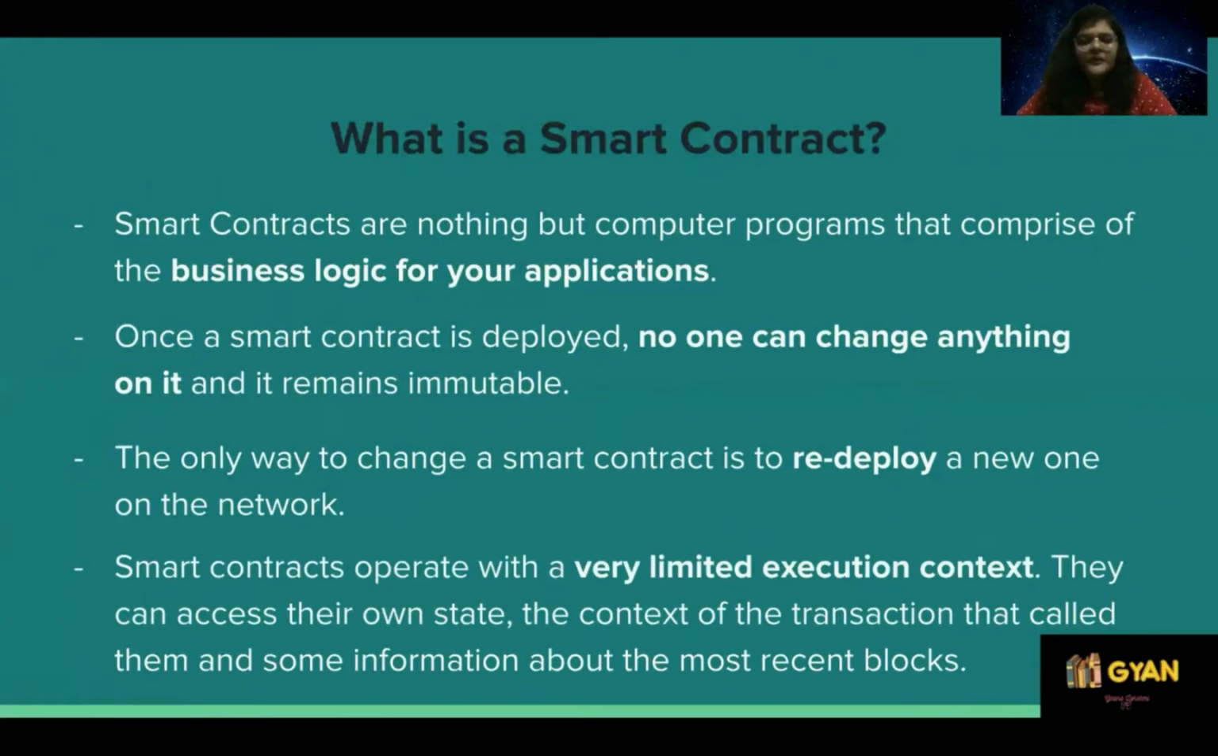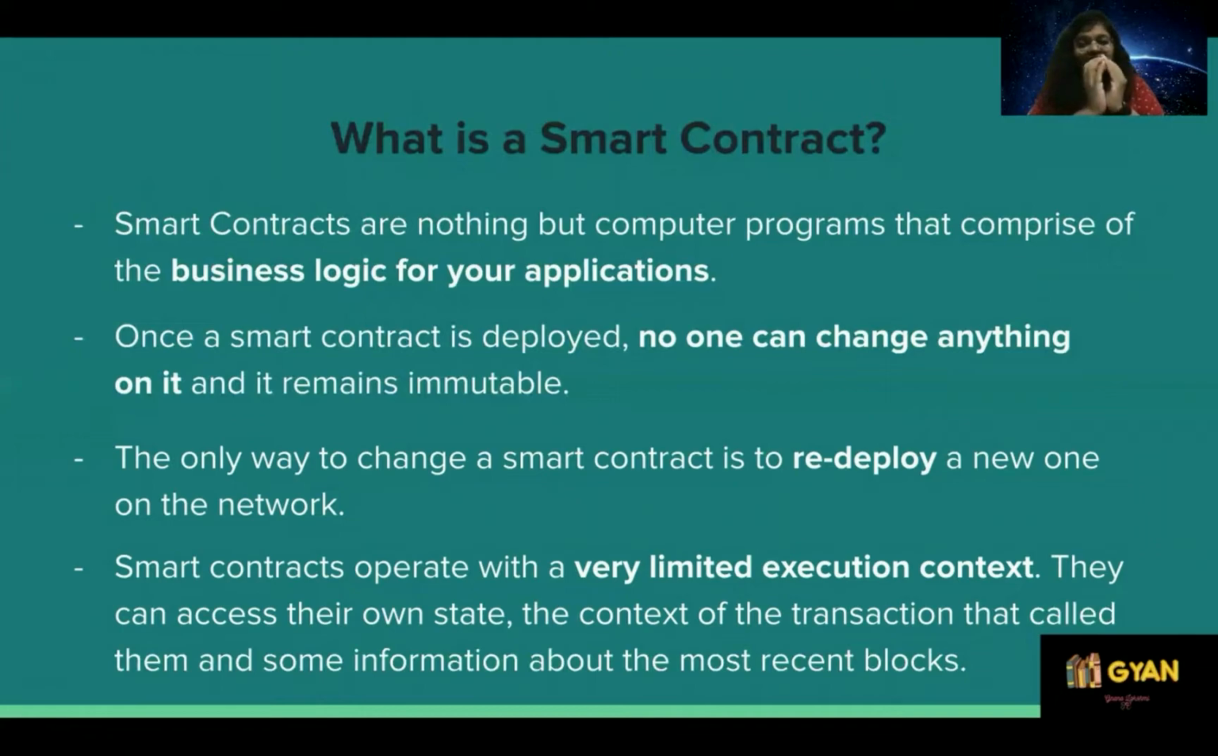Smart contracts operate with very limited execution context. So let me explain to you what is very limited execution context. If you think about blockchain, you think about it being a huge chain with a lot of transactions and a lot of information about all of these transactions that have happened in the past since the genesis block of that particular network, right? Imagine your Ethereum blockchain network. There must be billions and billions of transactions that have happened on that network. So there's a lot of information that is present in the ledger.